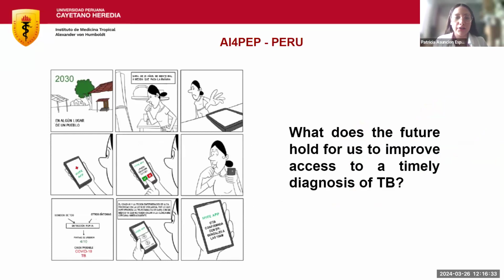And finally, to finish the presentation, I wanted to finish with this cartoon and ask the people, what does the future hold for us to improve access to a timely diagnosis of TB? In order to get this prompt TB diagnosis, how can we use AI tools or new diagnostic methods to reach the goals of decreasing TB mortality and TB cases in the world? So that's all for now, and thank you so much for your attention.